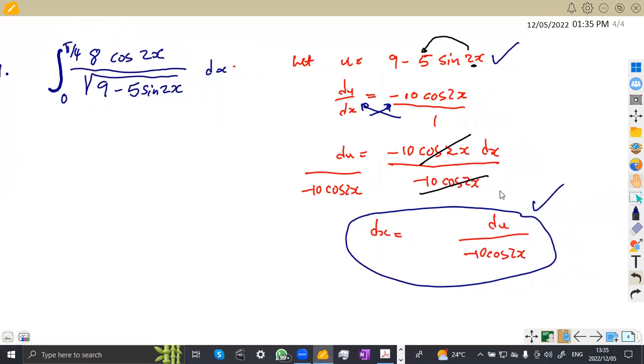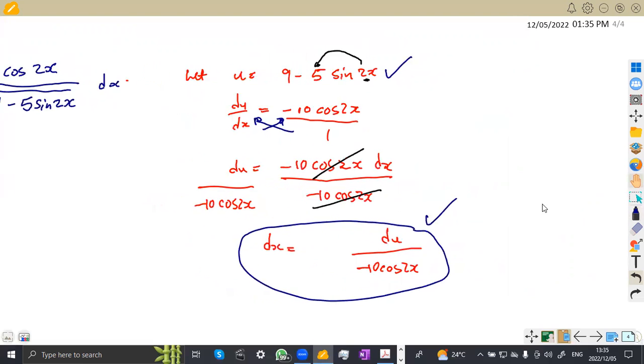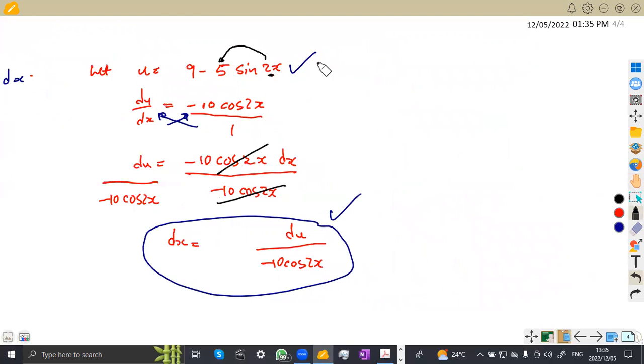How can we change the limits? We just have to substitute, because we've got u being equal to 9 minus 5 sine 2x. We substitute the upper limit first, which is pi over 4. But make sure that your calculator is in radians. So for the upper limit, u2, this is going to be 9 minus 5 sine 2x, where x is pi over 4, so it's 2 times pi over 4. Let's see what we have there as our u1.